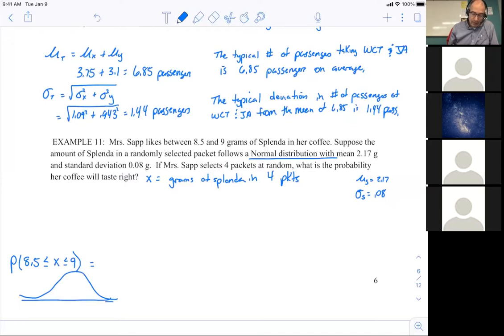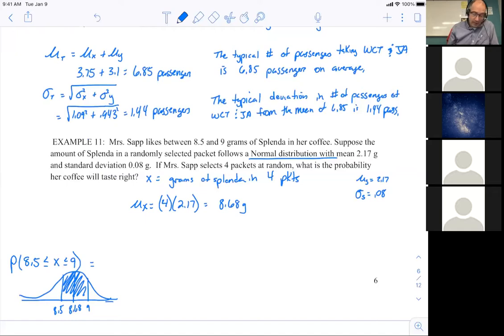But before I do that, let's go ahead and find my mean. So how are we going to find my mean? What is going to be the mean of X? Well, I have 4 packets. Each of those 4 packets averages out to be 2.17. So that means we're going to have 8.68 grams of Splenda on average. So here is 8.68 in the middle. I'm wanting between 8.5 and 9 grams of Splenda. So here's the area I'm trying to find.